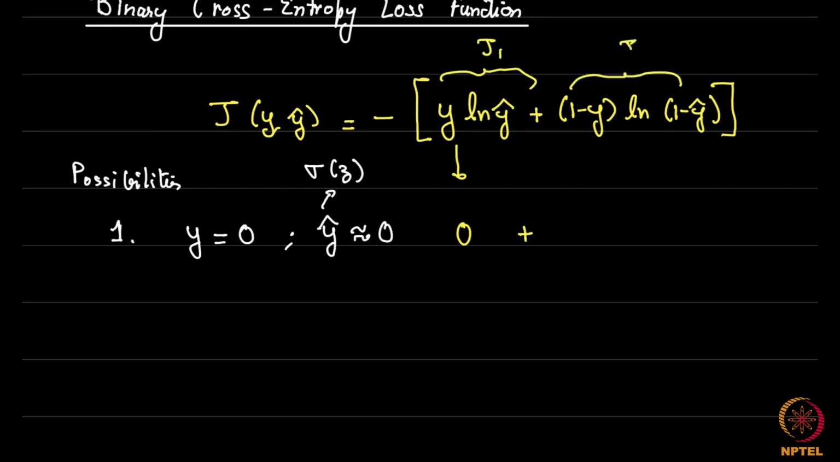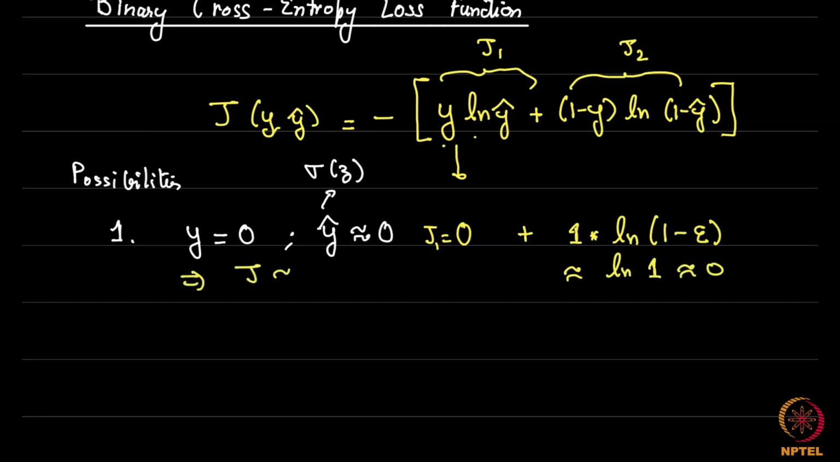Let's call this J2. J1 is zero because y is zero, and ln of something approximately zero, we don't care about what it is, it's multiplying zero. Let's look at J2. J2 is 1 multiplying ln of 1 minus a term which is epsilon, approximately zero. So this is approximately ln of 1, which is approximately zero. So this tells us that J is approximately zero if both y is zero as well as y hat is zero. Second, y is one and y hat is also one.